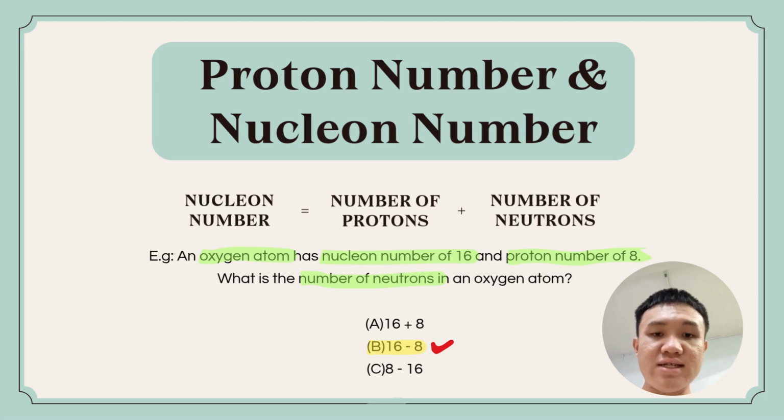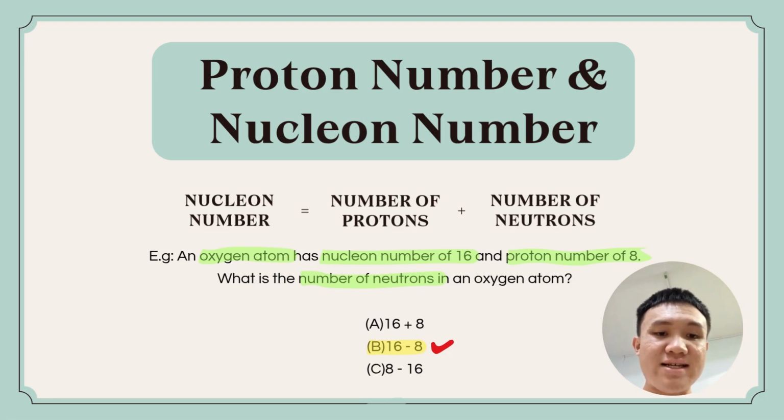Okay, so there's an example question here you can calculate. An oxygen atom has a nucleon number of 16 and a proton number of 8. What is the number of neutrons in an oxygen atom? I will give you 3 seconds to answer. 3, 2, 1. And you can pause to answer and calculate.